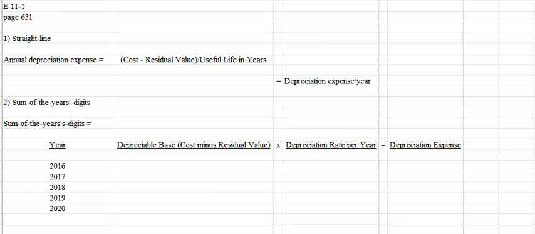Well, let's read through the problem first. On January 1, 2016, the Excel delivery company purchased a delivery van for $33,000. At the end of its 5-year service life, it's estimated that the van will be worth $3,000. During the 5-year period, the company expects to drive the van 100,000 miles. Okay, calculate annual depreciation expense for the 5-year life of the van using each of the following methods. Round all computations to the nearest dollar.